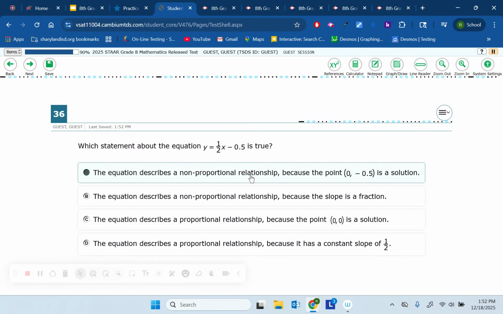The equation is described as non-proportional because the point 0, comma, negative 0.5 is a solution. It's part of the equation. It's the initial value where the function starts. It's a y-intercept, but a solution is the zero of the function. That we teach you in Algebra 1. Ooh, this is not good.